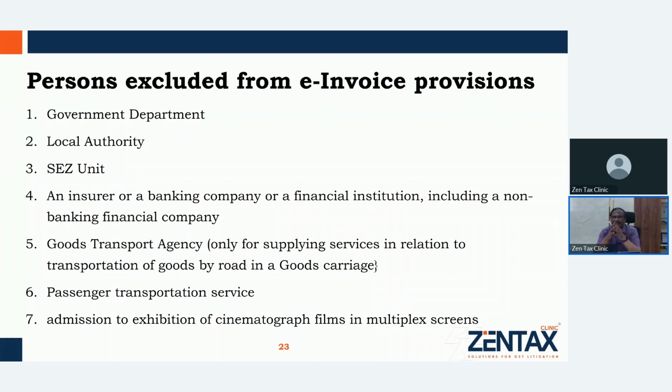GTA also need not generate the e-invoice. Then passenger transportation, exhibition, multiplex screens, when you are going for a movie, all these 7 categories need not generate e-invoice. So e-invoice is mainly for B2B transactions only. For these authorities, even if there is a B2B transaction, there is no need for generation of the e-invoice.